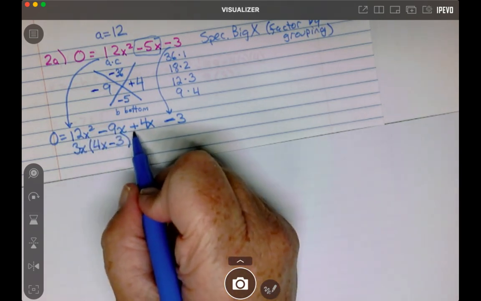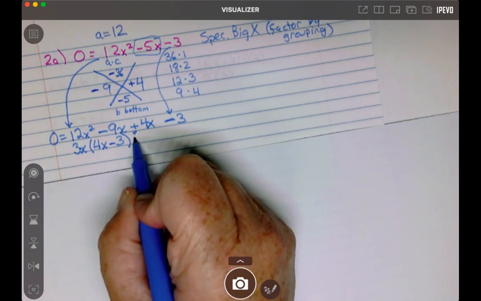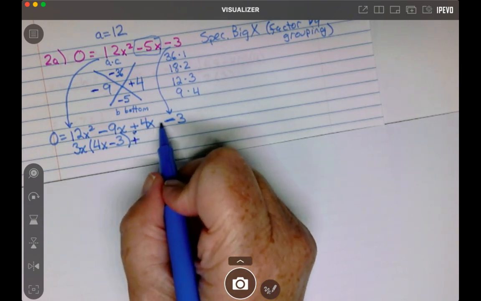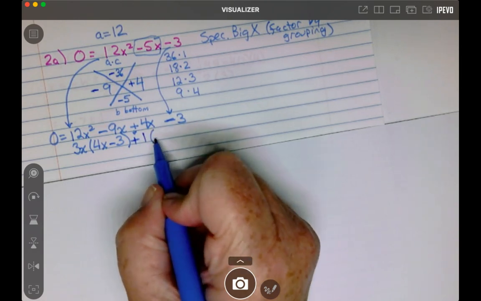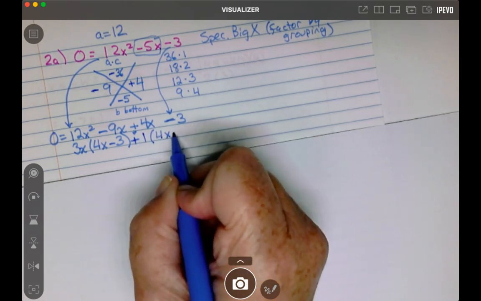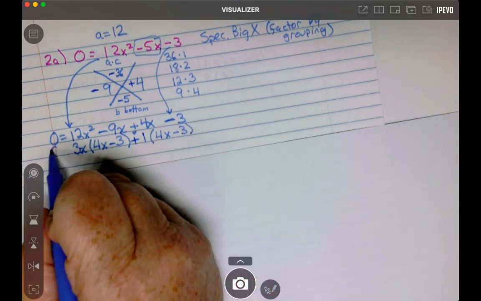Now, we always bring down this sign, so I'm going to put a plus sign here. 4x and negative 3, their greatest common factor is 1. So then I'm just going to easily write 4x minus 3 here. We like when that happens. Put my 0 here.